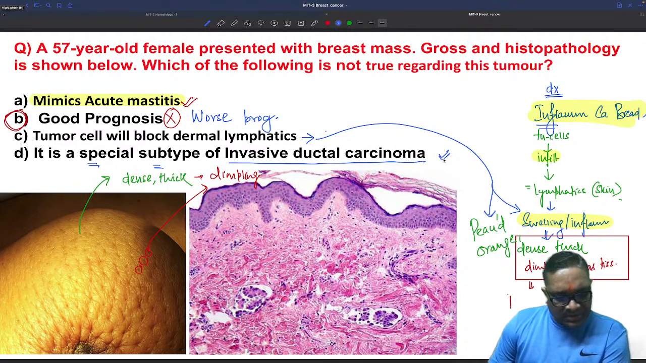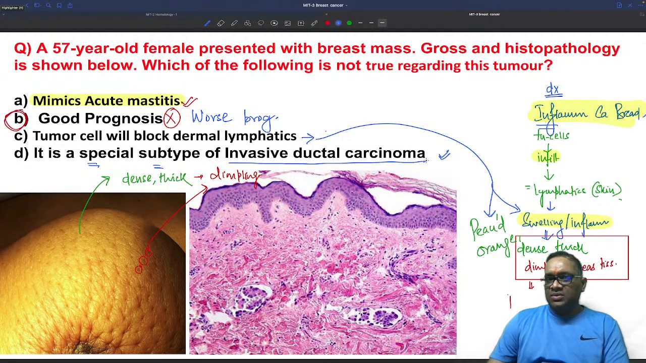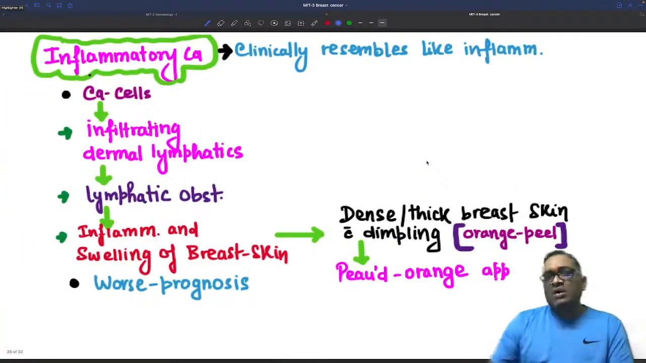Tubular will have a good prognosis. Yes, very correct. So now I understand. We will have a quick look at inflammatory carcinoma of the breast. Already I have shown you.